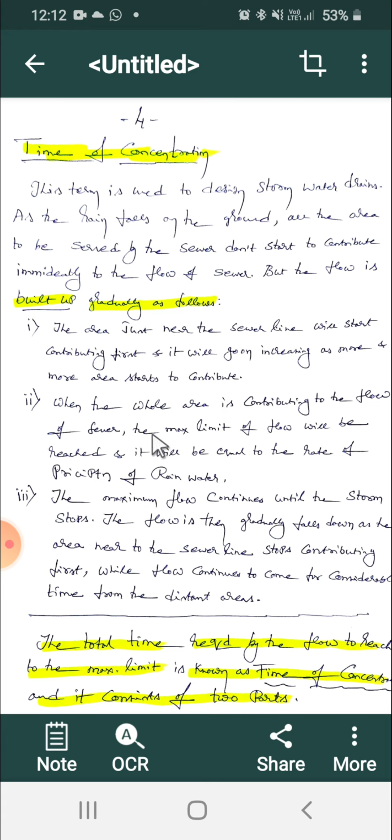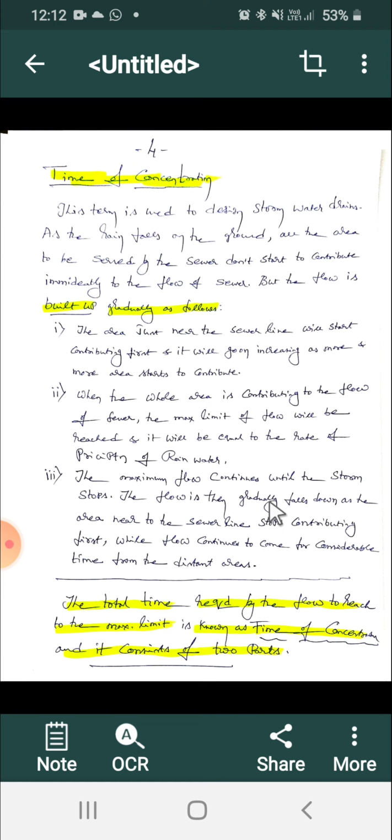The second point is when the whole area is contributing to the flow of the sewer, the maximum limit of flow will be reached, and it will be equal to the rate of precipitation of rainwater. And finally, this maximum flow continues until the storm stops. Try to understand what is time of concentration.